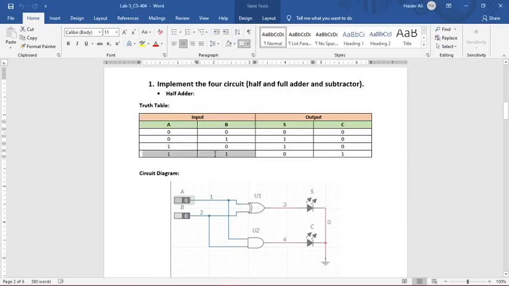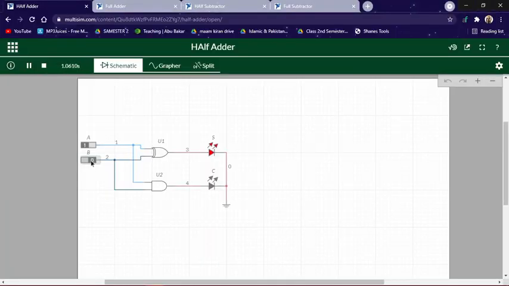When both of the inputs are 1, sum is 0 and carry is 1. Now both the inputs A and B are 1. Now sum is 0 and carry is 1. This is the working of a half adder.